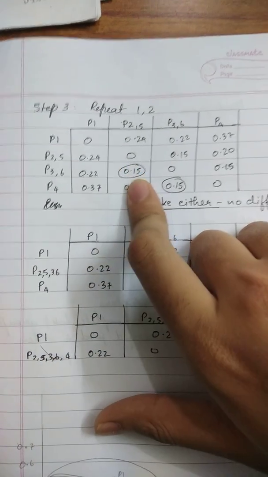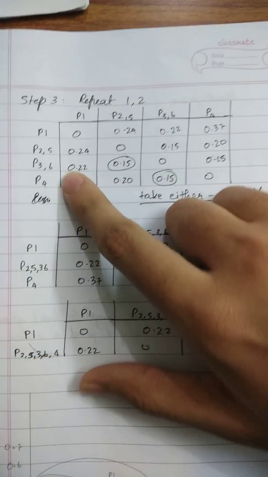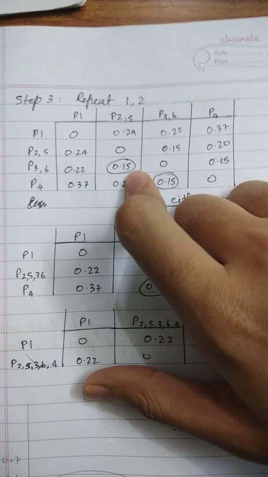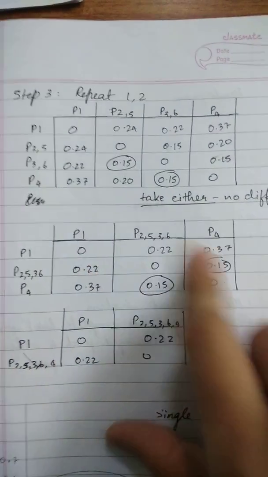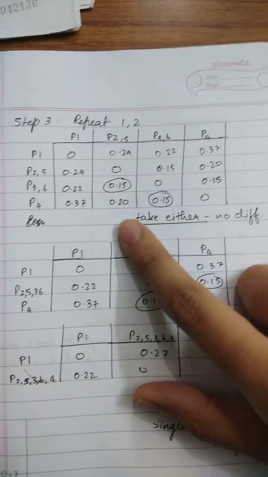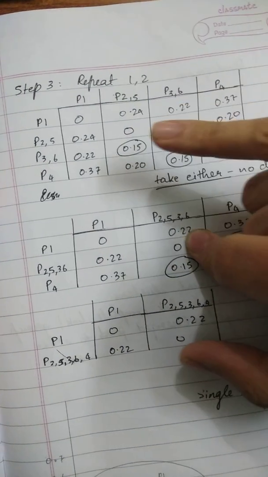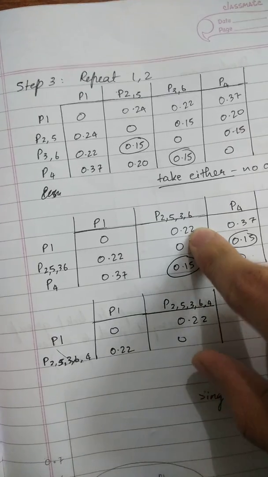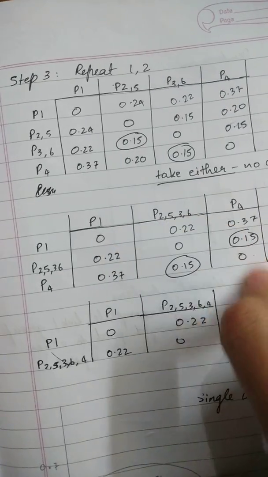So here you can see the two minimums are 0.15 and 0.15, but they lie at different points. So next, I can either combine P36 with P25, or I can combine P36 with P4. Both will give you the same result in the end. But I've combined P25 and 36 because why not? So take either, no difference. So after you combine that, you need to recalculate the distances again. 0.22 and 0.24, the minimum is 0.22, so I write 0.22. Then between 0 and 0.15, 0 is the minimum, so I write 0. Only these two values, rest everything is the same.